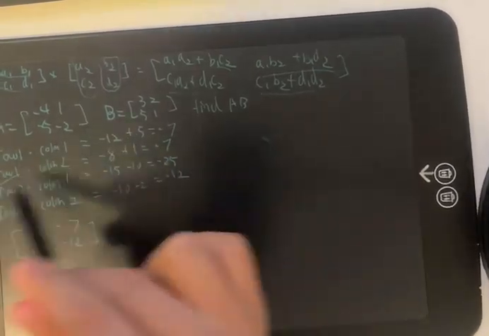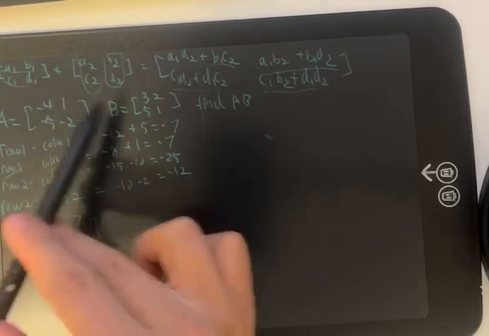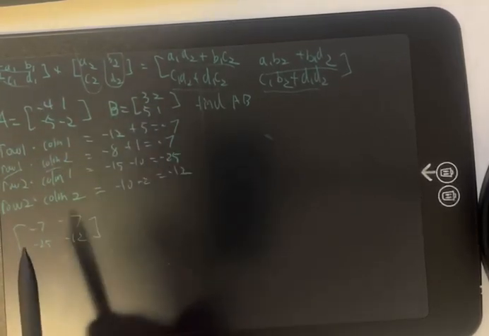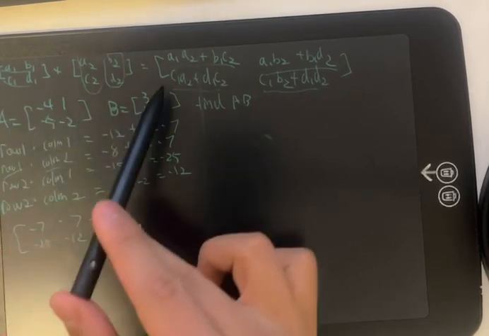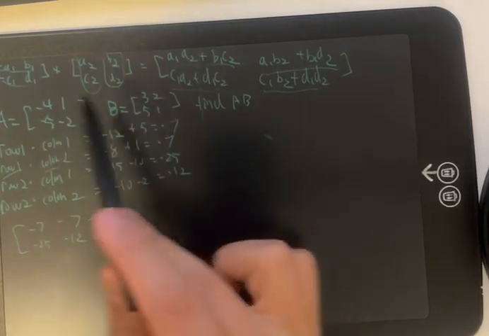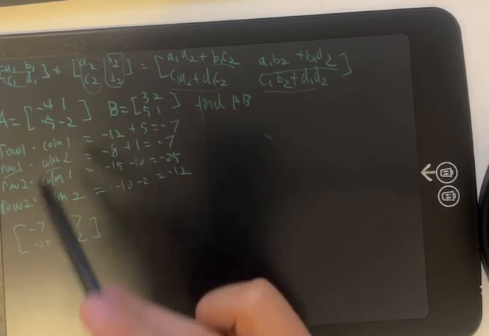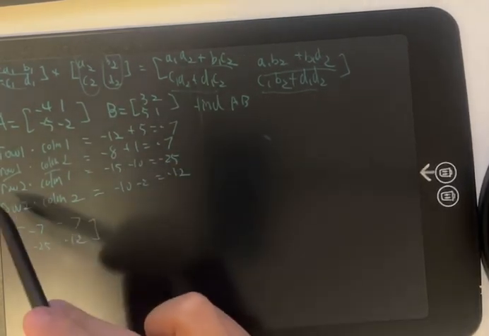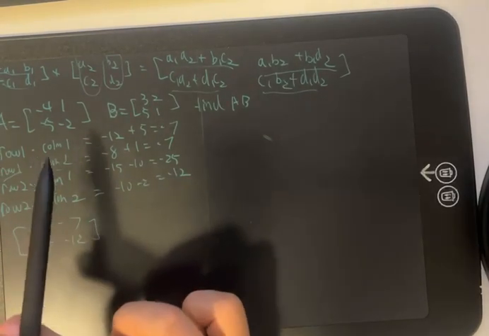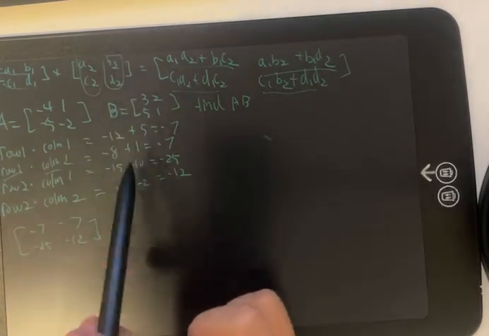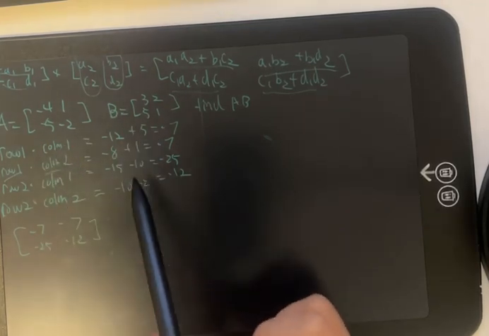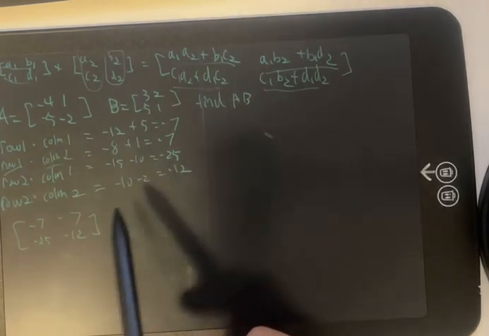So I would have the answer right here. You can see -12 plus 5, so I get -7. And then for this one, row 1 times column 2, -8 times plus 1 equals -7. And then row 2 times column 1, -5 times 3, we get -15, and then -2 times 5, we get -10. So we have a -25 over here.